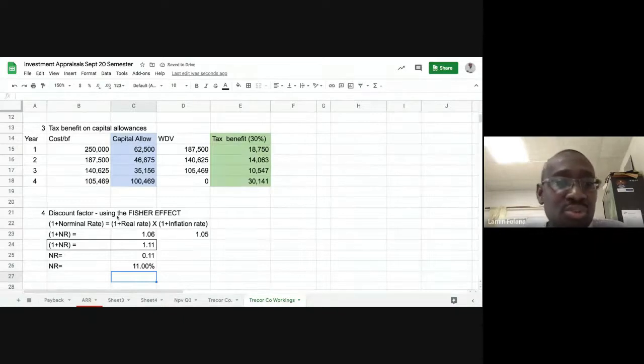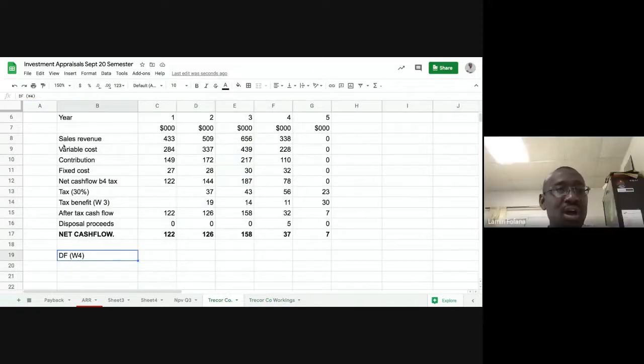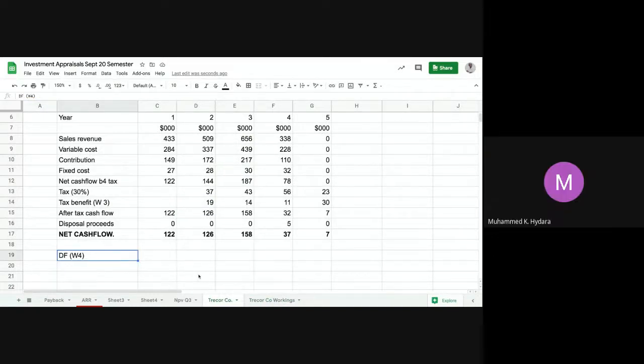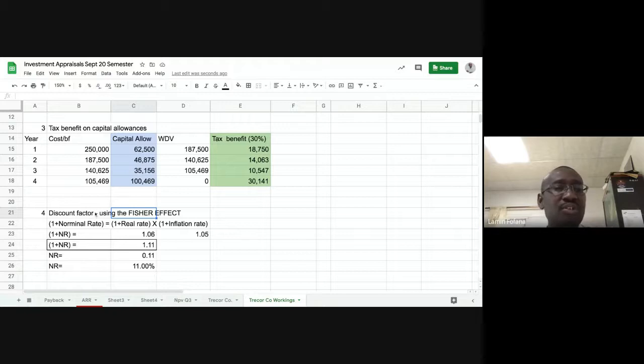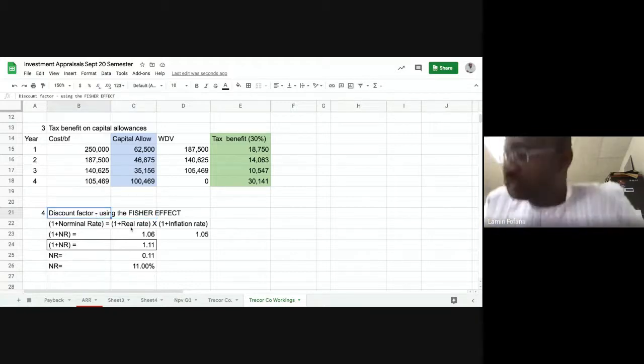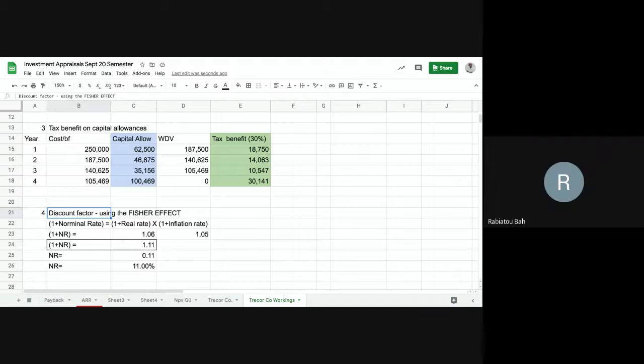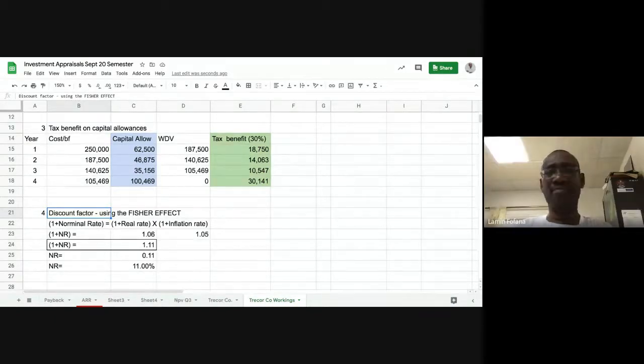So we're going to use our discount factor as what? 11%. Simple. Mr. Fofana, yes? Is this Fisher's equation, that's what you said earlier? Yeah, the Fisher effect, or you can call it Fisher's equation, but it's called the Fisher effect. It came about by a scientist called Sir Irving Fisher. So that's why they call it the Fisher effect.